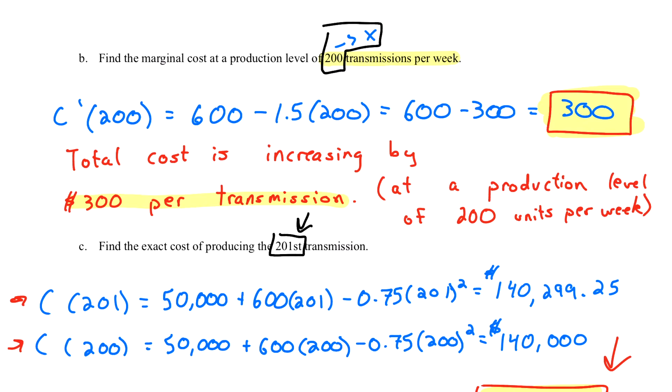If I had chosen, say, the 210th or the 220th or the 250th, something that gets farther away, this approximation becomes less and less accurate. So my approximation becomes not particularly good. So in order to maintain a good approximation here, we need to make sure that the exact cost of the item that we're trying to find is relatively close to the marginal cost that we found back in part B.